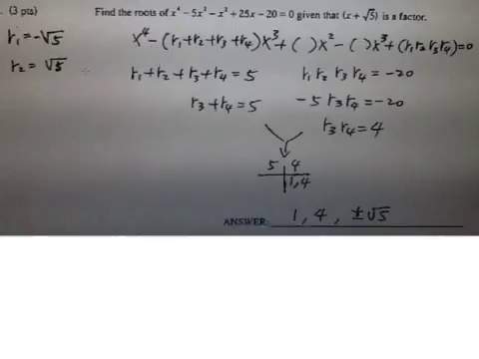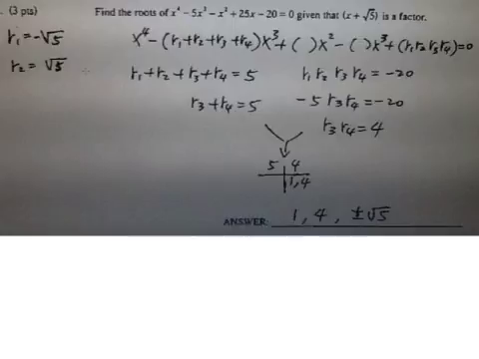Okay, so what I have at this point is r1 plus r2. They would cancel. One's going to be negative square root of 5, the other's going to be positive square root of 5. So when I add them, those are going to cancel. I'm left with r3 plus r4 equaling 5. And then over on this side, when I multiply r1 times r2, I have negative 5 as my answer. So r3 times r4, if I divide both sides by negative 5, would give me a 4.